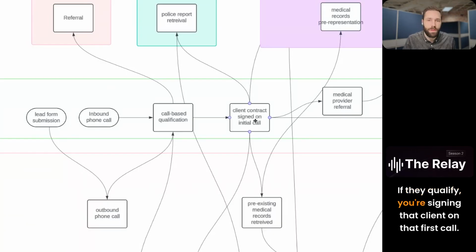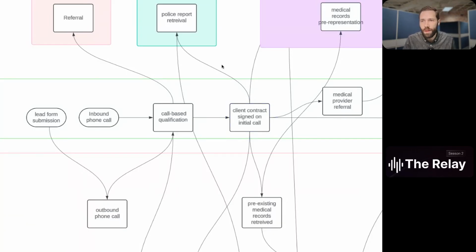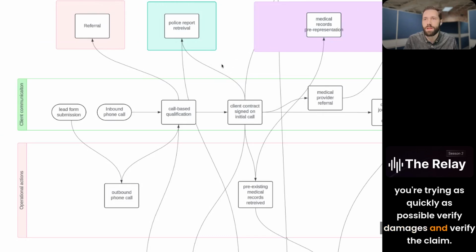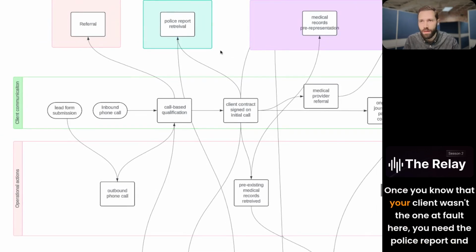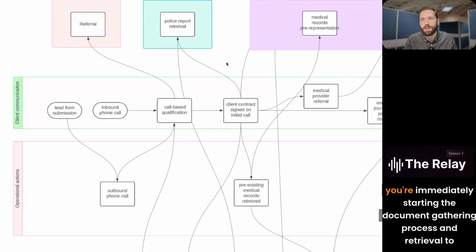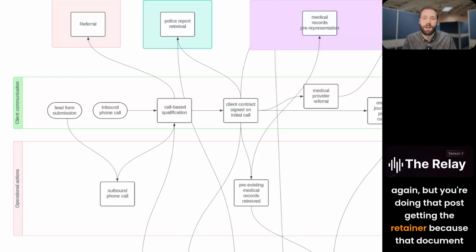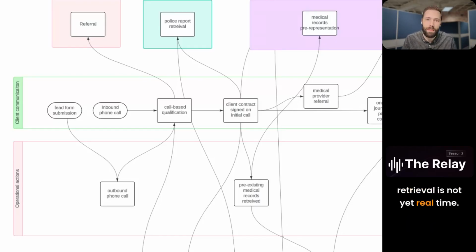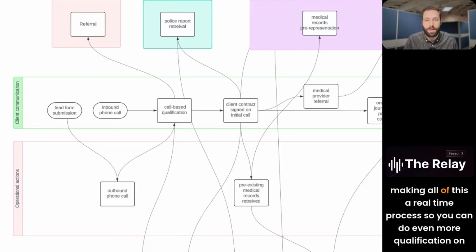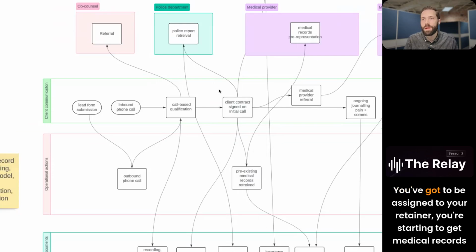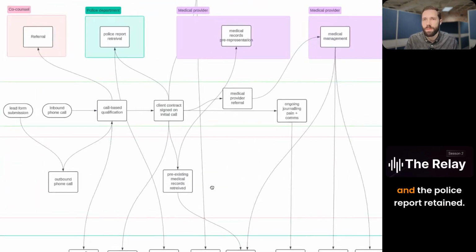If they qualify, you're signing that client on that first call. You're trying, as quickly as possible, to verify damages and verify the claim, once you know that your client wasn't the one at fault: the police report and pre-existing medical records. You're immediately starting the document gathering and retrieval process to verify the claim and make sure there's nothing that disqualifies it, but you're doing that after getting the retainer, because document retrieval is not yet real time. There are companies working on making all of this a real-time process so you can do even more qualification on that first call. But you've got them e-signed to your retainer, and you're starting to get medical records and the police report retained.